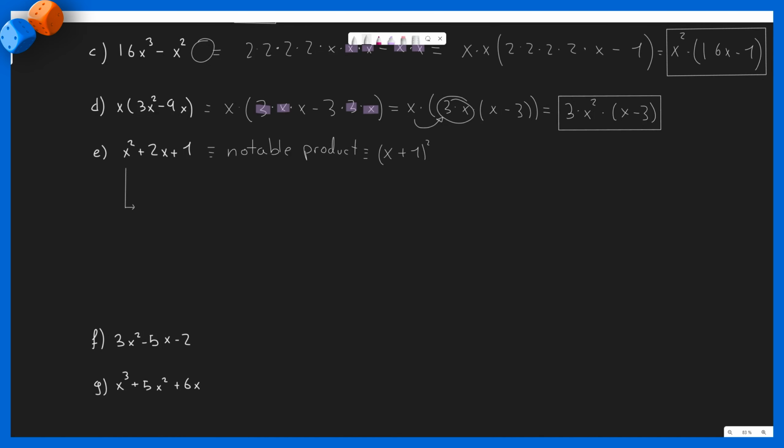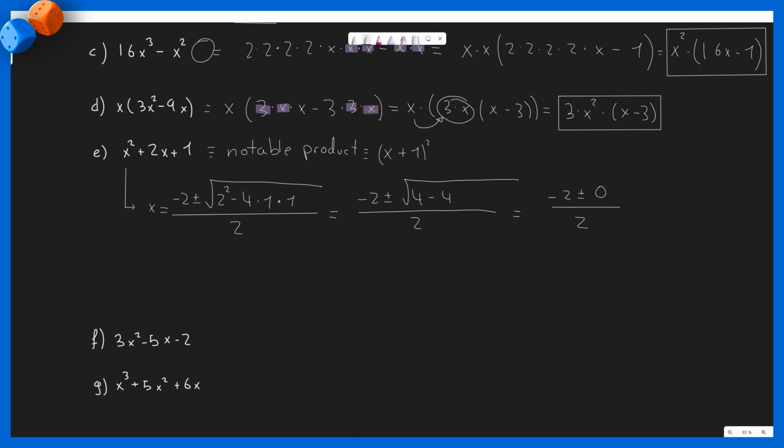Let's replace in our formula x is equal to minus b, in this case b is 2, so minus 2 plus minus square root of b squared, 2 squared, minus 4 times a, which is 1, times c, which is 1 also, divided by 2 times a. As we know, a equals 1, so we will write divided by 2. This is equal to minus 2 plus minus the square root of 4 minus 4 divided by 2, equal to minus 2 plus minus 0 divided by 2, giving us two solutions.